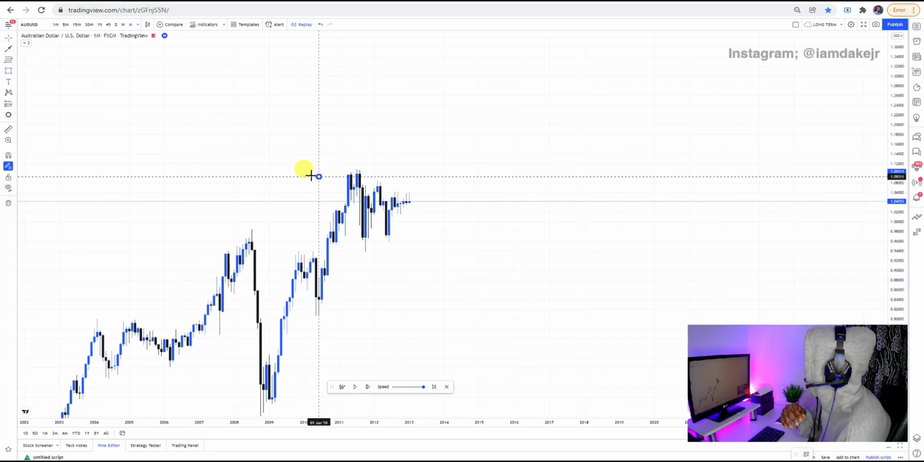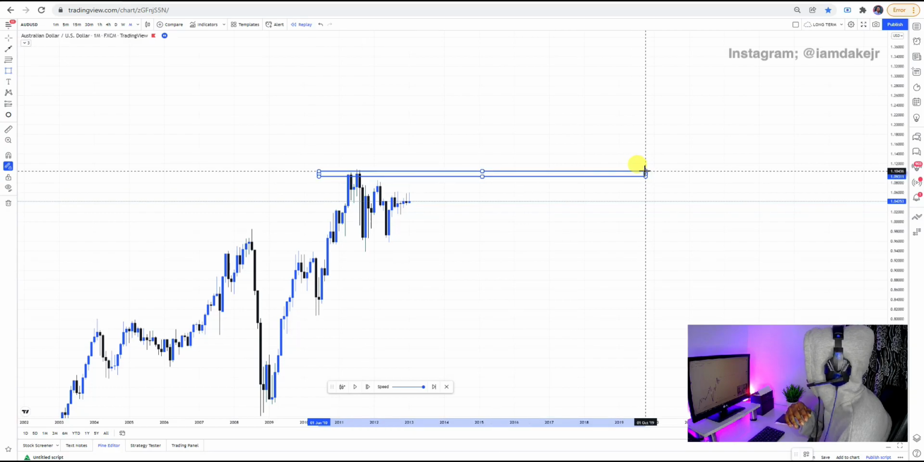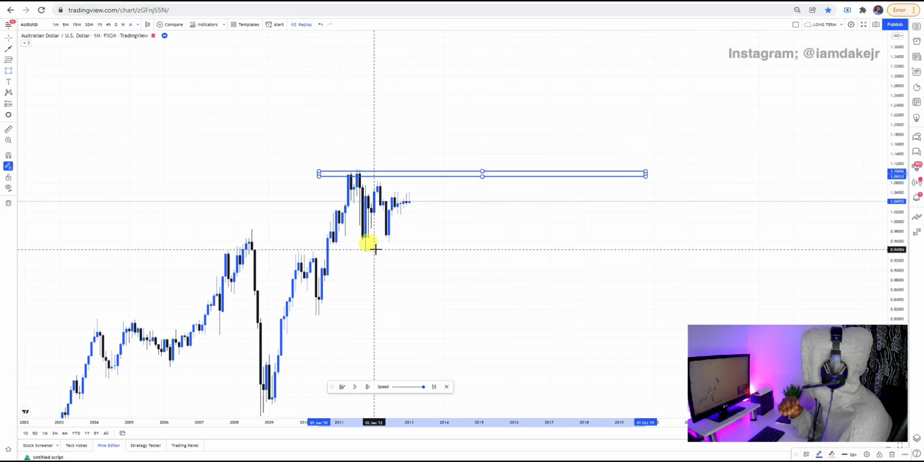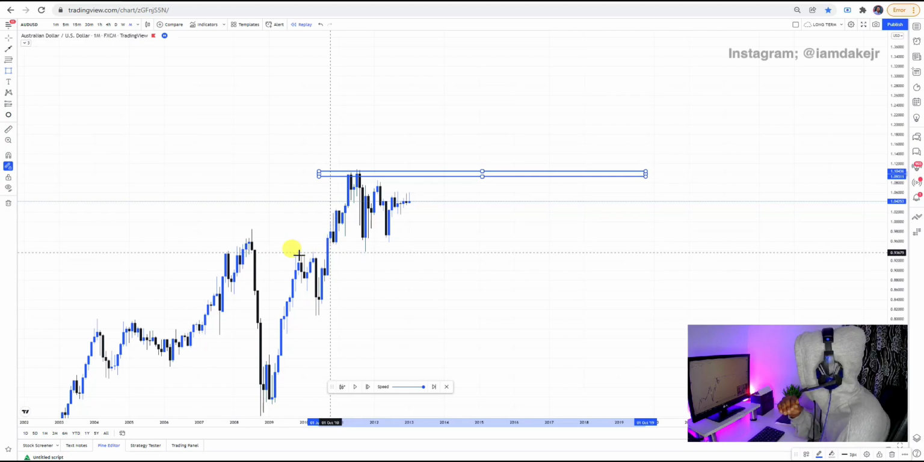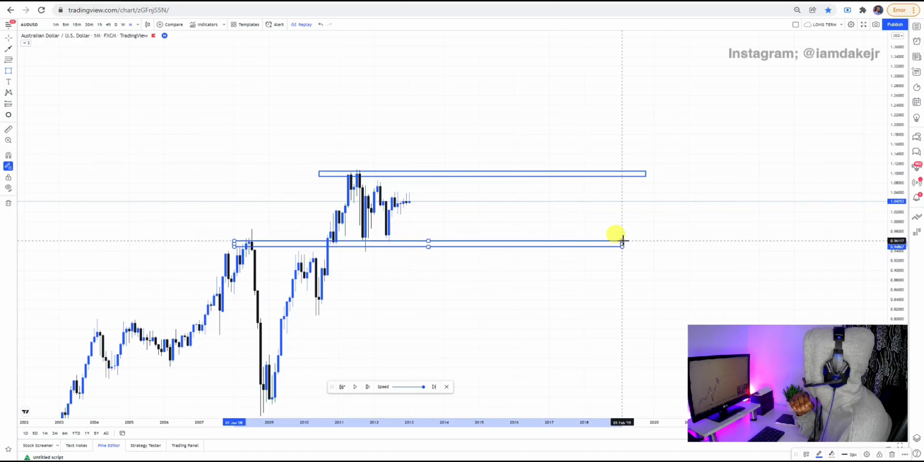So like I said, what you want to do right now is to identify your most recent resistance, and as you can see, this is our most recent. I'm making emphasis on most recent level because it is really important. This again is our most recent support level.